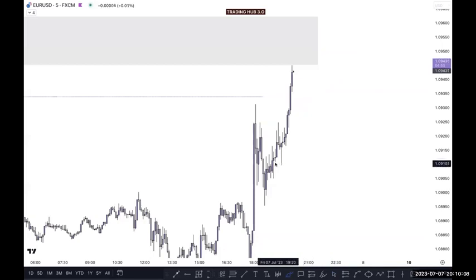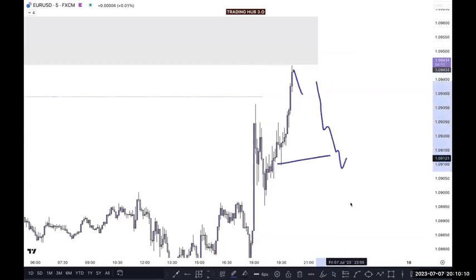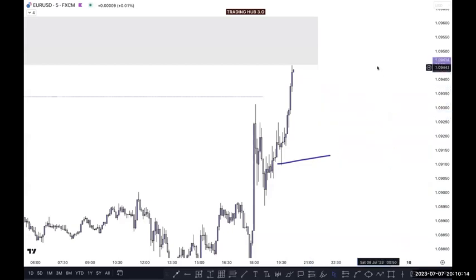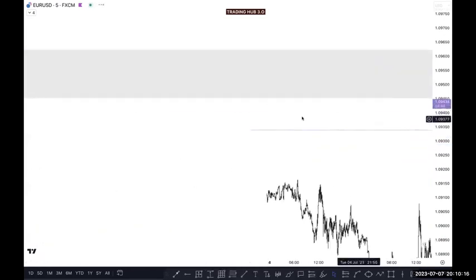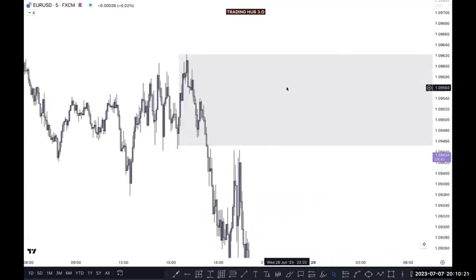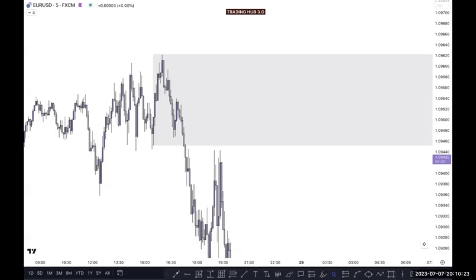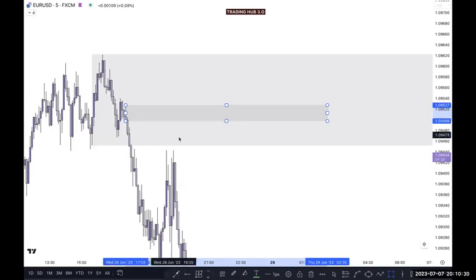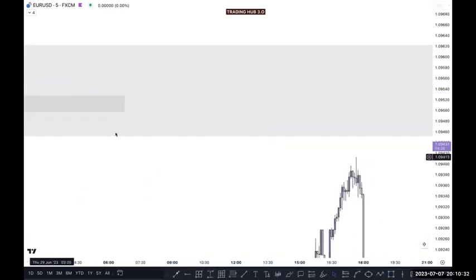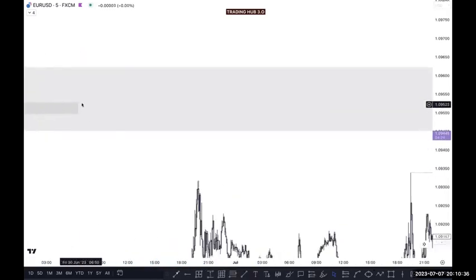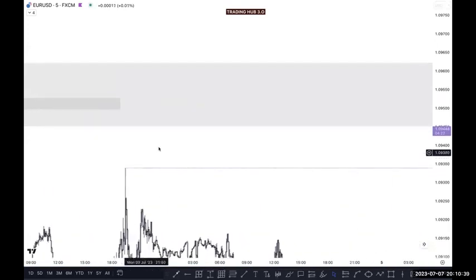Where is CHoCH? This one. It broke this one, and sell. For additional confirmation, you can refine into the 5-minute time frame to see at which point we can expect a downside move. So in this case, this one is our first PY, and this one is mitigated here. Everything is mitigated here. Only one PY is here. It means market must mitigate this one for the strong reversal move to the downside.